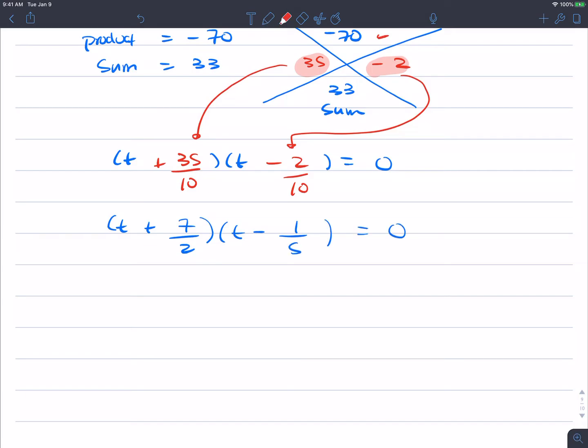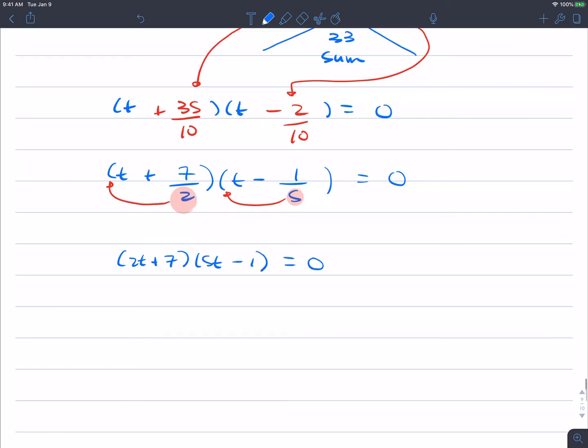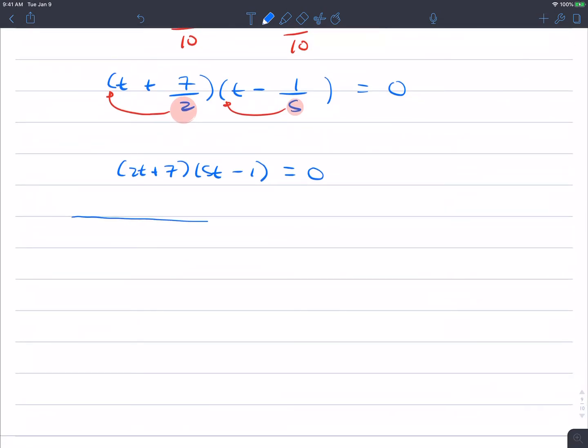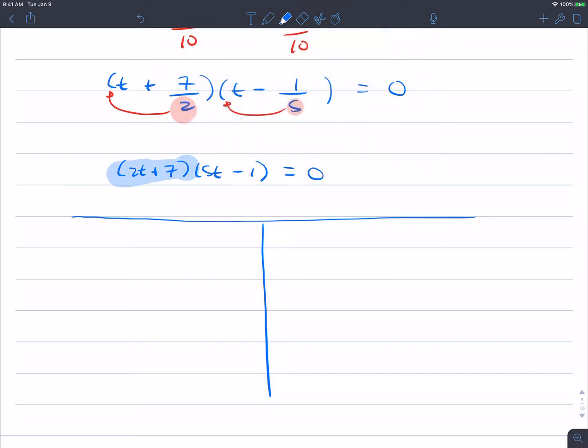Here's what we're going to do. We're going to use the 2, we're going to use the 5. Plug these numbers here. Let's get 2t plus 7, 5t minus 1, and this equals 0. So this term times the next term equals 0.